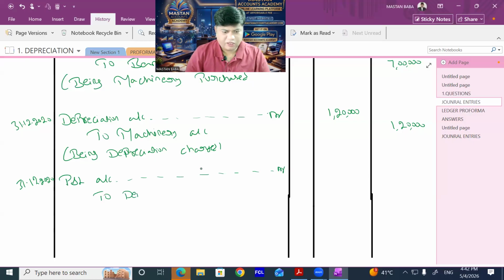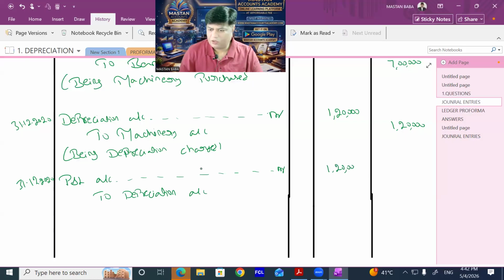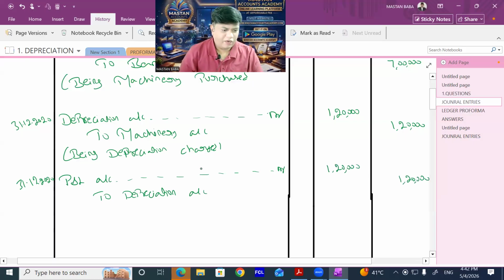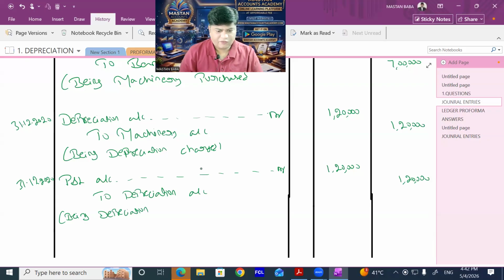In the first year, where we have debited depreciation, obviously we have debited it to the profit and loss account. So it should be transferred to the profit and loss account. That's it. 1,20,000, being depreciation transferred to profit and loss account.